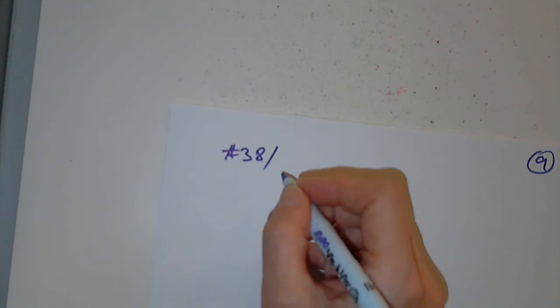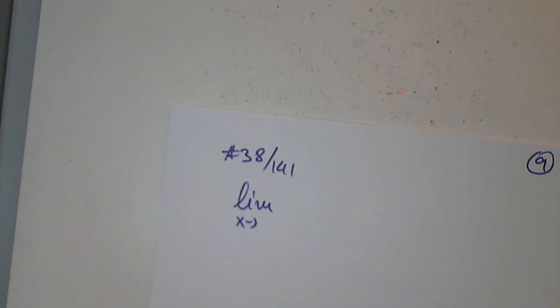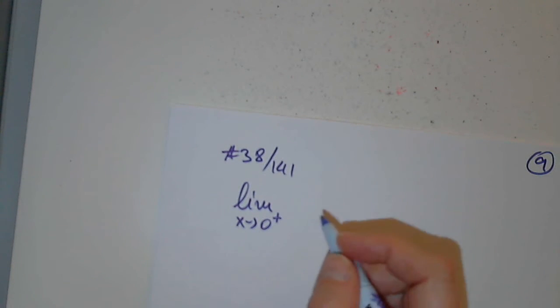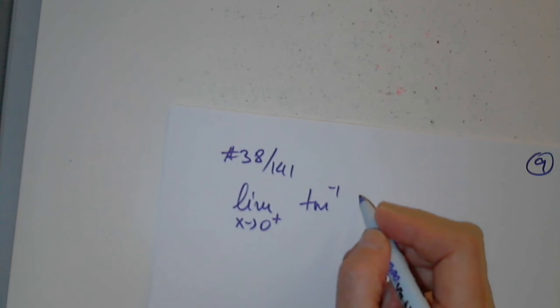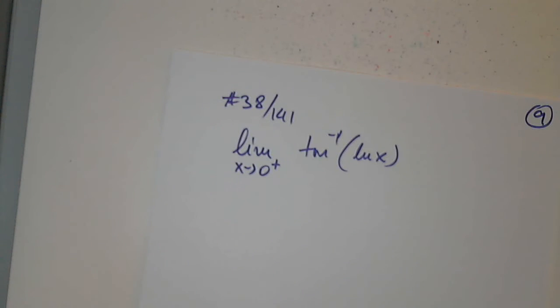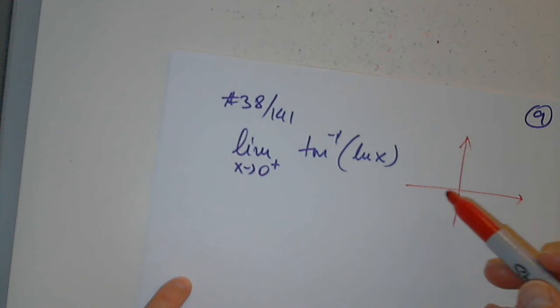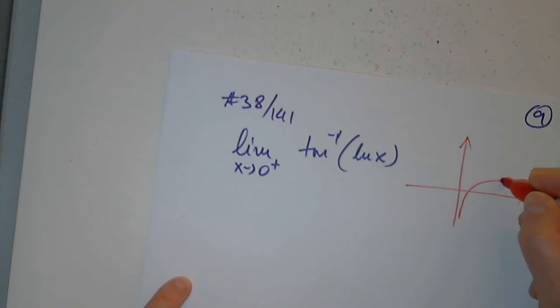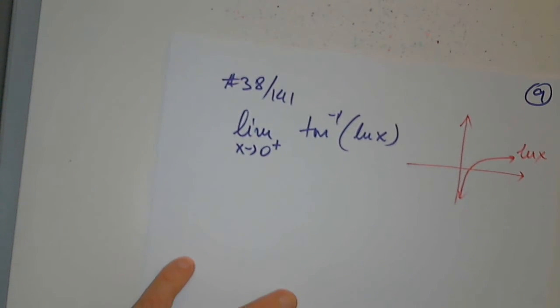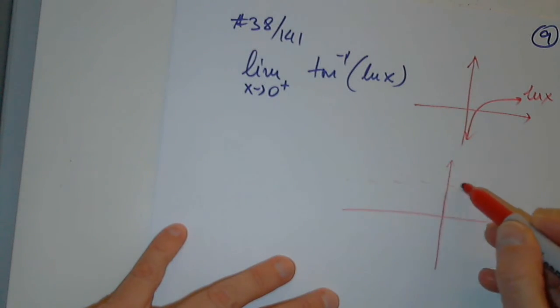So 38 on page 141, limit as x approaches 0 from the right of tangent inverse of natural log x. Let's again refresh our memory on how to graph natural log and tangent inverse. I refreshed your memory on 1 over x. Now this is natural log. And we looked at this function last time or the time before, I don't remember.